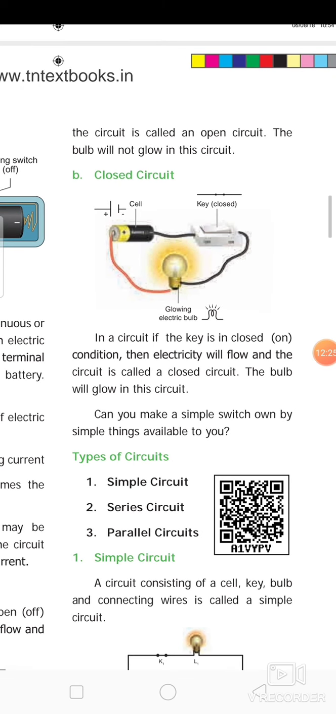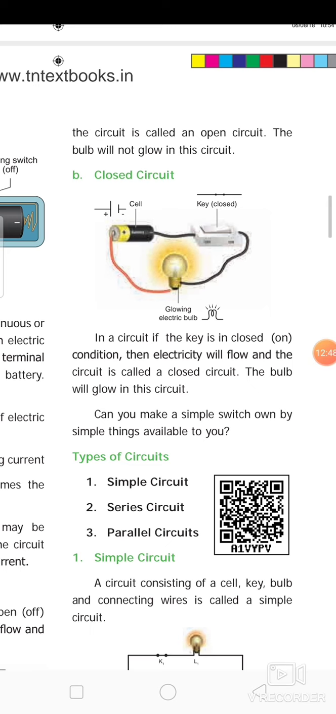The second thing is closed circuit. In a circuit, if the key is in closed condition means on, then electricity will flow and the circuit is called a closed circuit. The bulb will glow in this circuit. So only when the switch is closed, that is in on position, the bulb will glow. That is closed circuit. Okay.